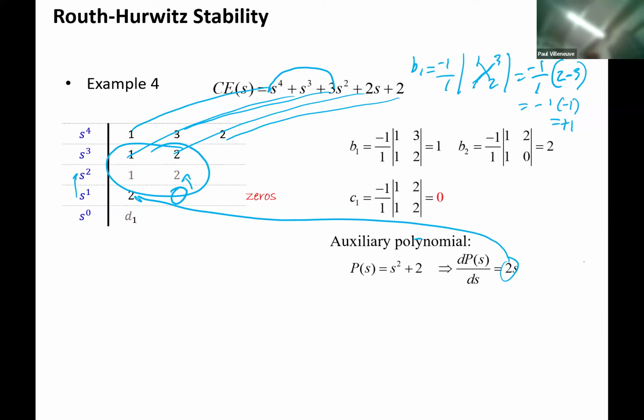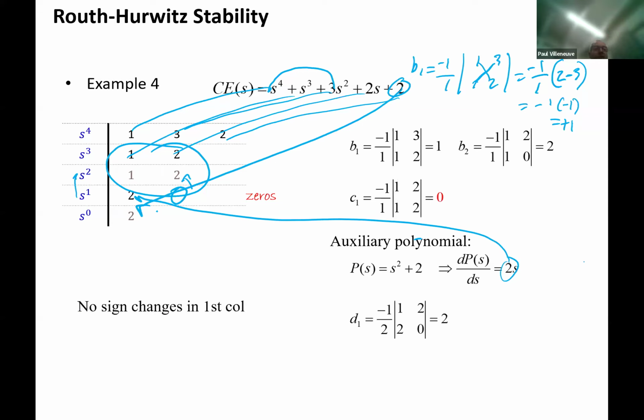And then I'm going to continue on, and my d1 calculation is right here. Notice how I've actually calculated d1. I haven't just written it down there because, again, I'm checking my work. So, no sign changes in the first column.